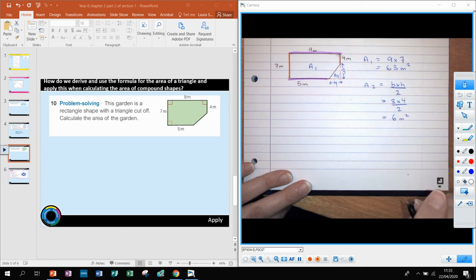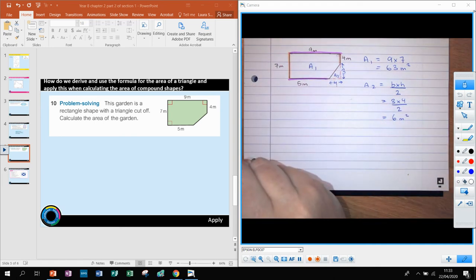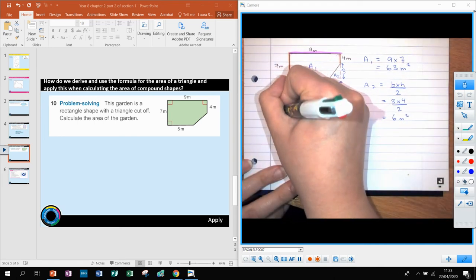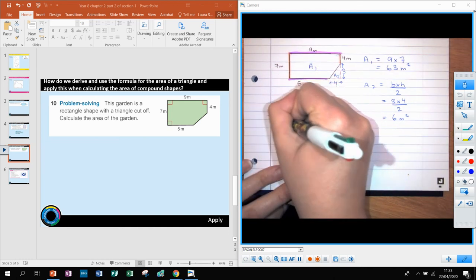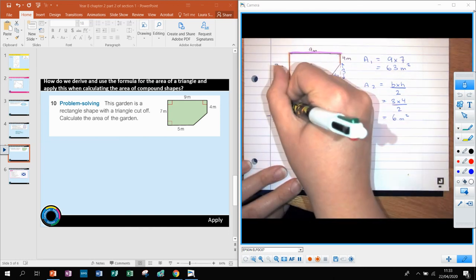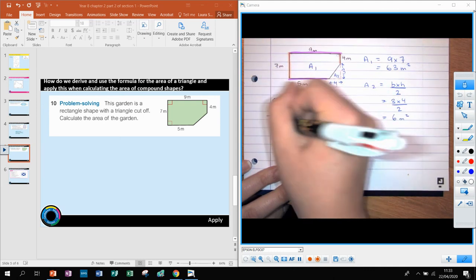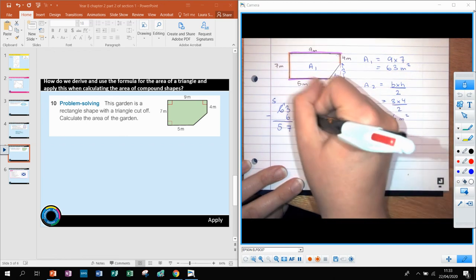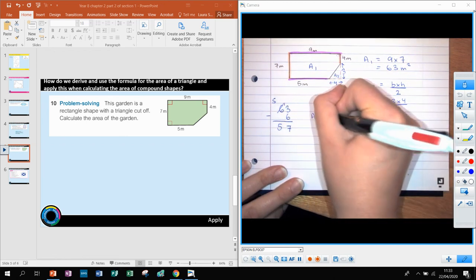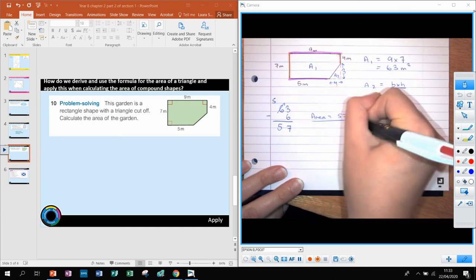Now we subtract. So let's take a look. We're going to have 63 minus 6, which is, make that a 5, 13, 7, and then 5 minus 0 is 5. Okay, and we get the same answer, so our area for the shape is 57 meters squared.